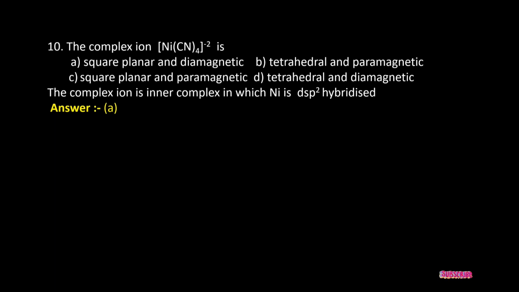It is square planar because it is dsp2 hybridized, and this complex does not contain unpaired electrons. So all the electrons are paired, therefore it is diamagnetic.